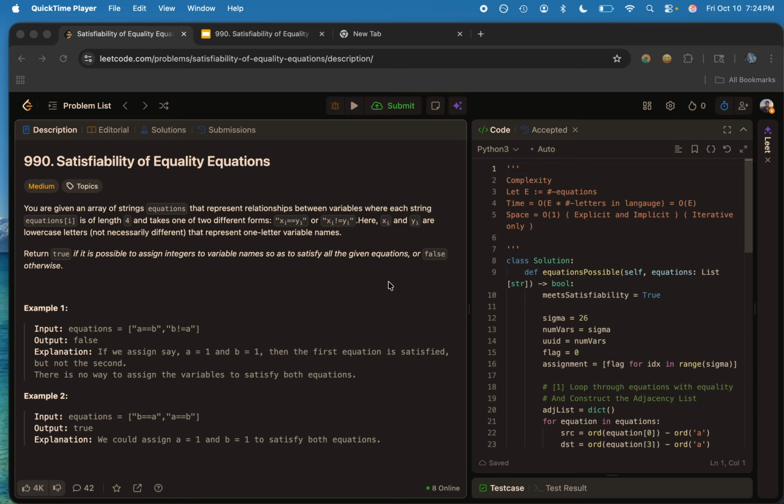To help you guys out here, if we take ourselves back to middle school or high school algebra, we're given a set of equations like a equal to b equal to c, or a not equal to d equal to b equal to a, and we need to ask ourselves, hey, is this set of equations satisfiable or not?